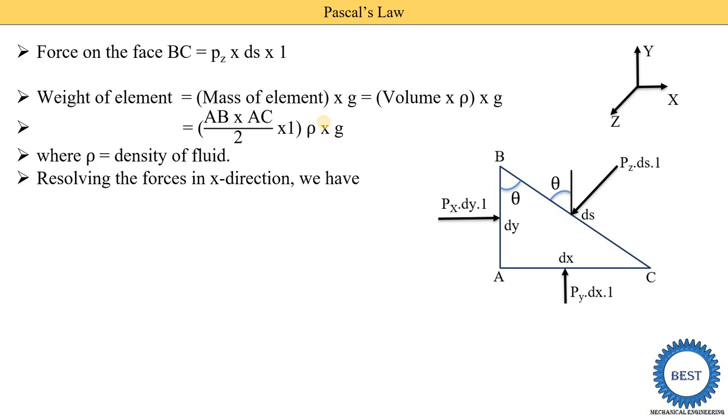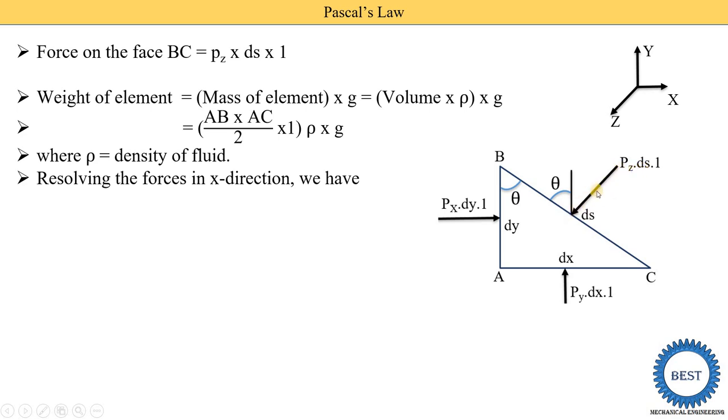Now resolving the forces in the x direction. X direction means this horizontal direction. So in the horizontal direction, one force is acting, that is Px into dy into 1. This is in the y direction, and this is Pz into ds into 1.